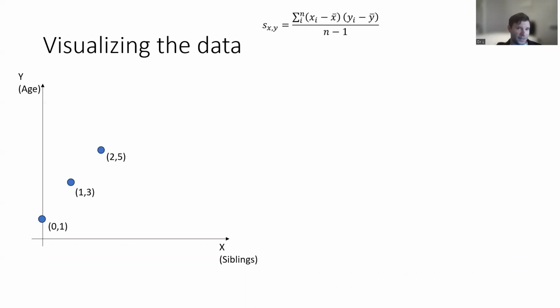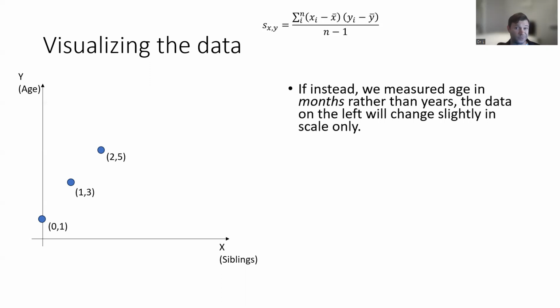And let's think about that. If instead of measuring age in years on the vertical axis, we measured it in months, then the scale of each of the second coordinates of those points is going to change by being multiplied by a factor of 12. Right, 1 year becomes 12 months, 3 years becomes 36 months, and 5 years becomes 60 months.